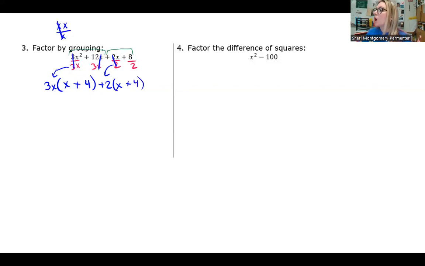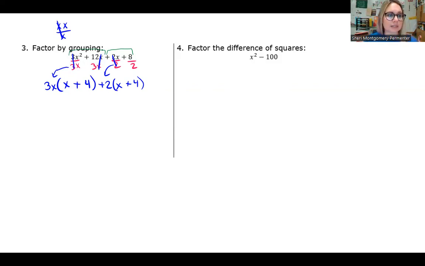4. Our goal when we do factor by grouping is to get 2 factors that are exactly the same. If you don't, you did something wrong. Do I have 2 factors that are the same? Do I have 2 parentheses that are exactly the same? Yeah, so I'm on the right track.